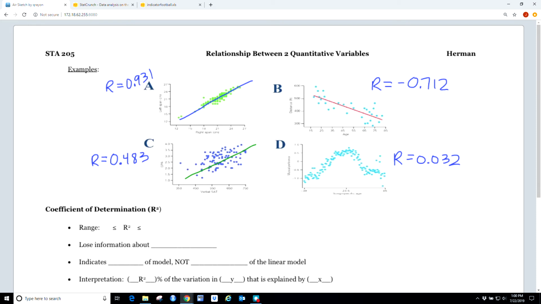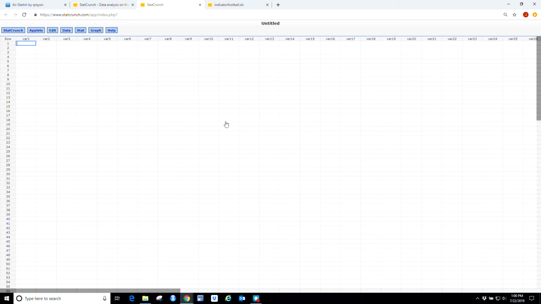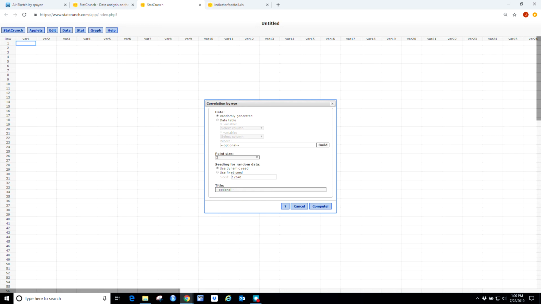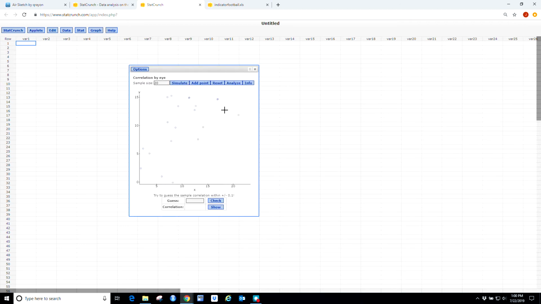Now, if you're feeling uncomfortable with correlation, there is a nice little app out here on StatCrunch. If I just open a blank StatCrunch screen, I can go to applets, and there's this correlation by eye. You can just use the randomly generated, so you can hit compute here, and it's going to create a scatter plot. And then you can look at the scatter plot and try to guess what that correlation is going to be.